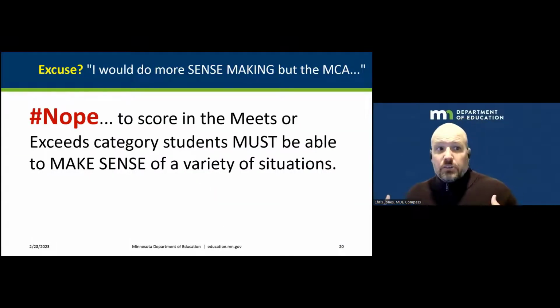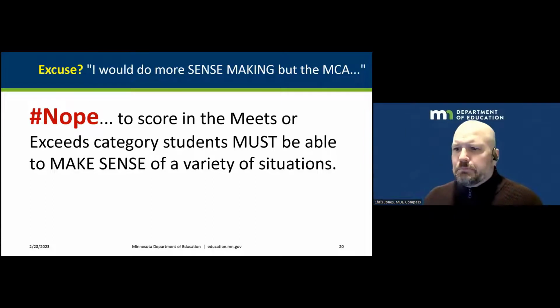So the excuse being, I would do more sense making, but the MCA. And we're just here to say, no, to score in the meets or exceeds category, students must be able to make sense of a variety of situations. There's a ton of variety that can end up. You cannot prepare your students to see every problem that's possible in the bank of test questions. So you're really going to have to help them be able to make sense of whatever comes their way.